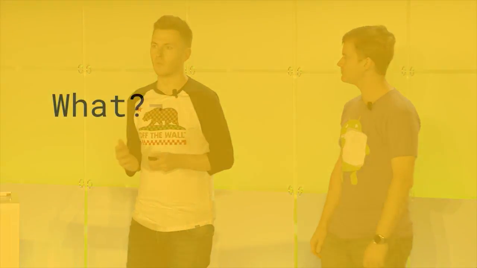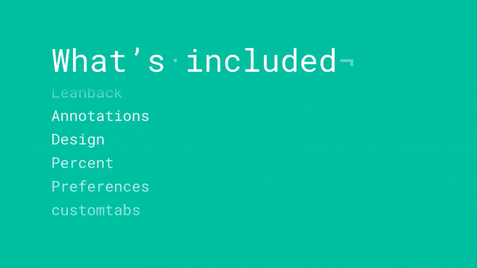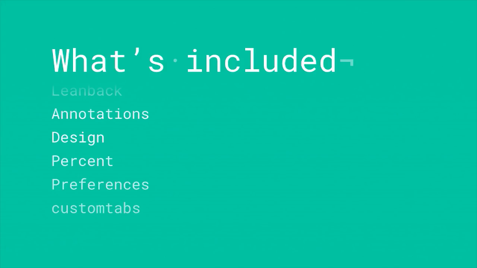So let's first talk about what it actually is. So what's included? The support library started out as a very small component. We had this support v4.jar. It was a very simple piece, no resources, just a little bit of code that you could add into your applications, and it provided some extra stuff that you could statically link into your applications to gain more functionality.